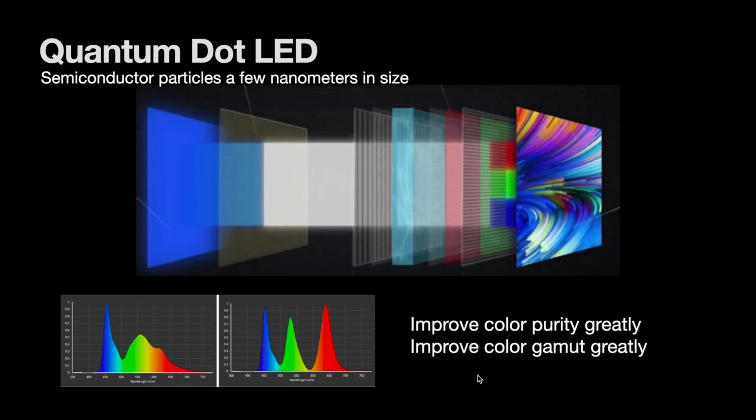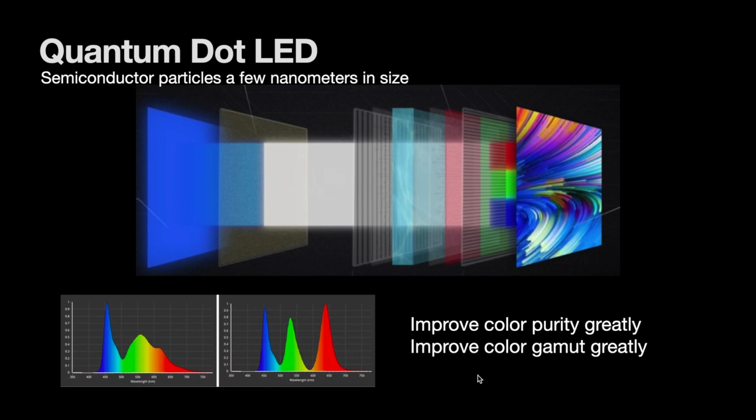Right here is a basic structure of quantum dot LED. We can see it's basically a LED, but the back source is changed from the regular white LED to a blue LED with a quantum dot film.